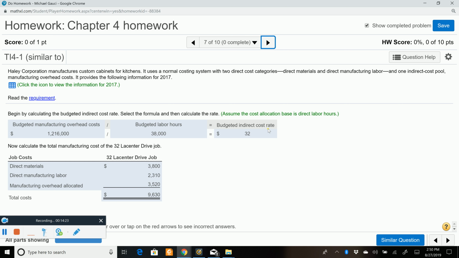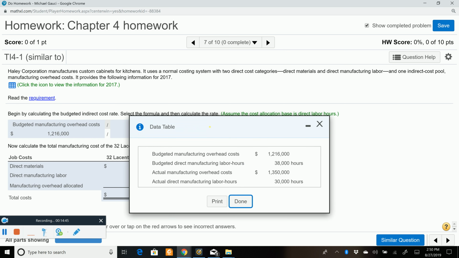All right, next question. We have a company, Haley Corporation. They manufacture custom cabinets for kitchens. They use a normal costing system, which basically means that they are going to be using budgeted overhead and budgeted labor hours or machine hours to figure out the predetermined rate. This is pretty common, and so we are going to figure out what the author gave us.